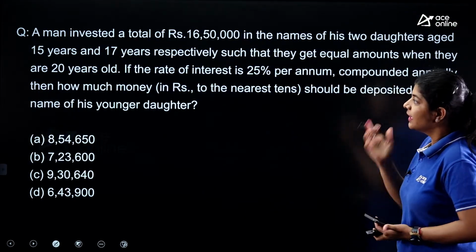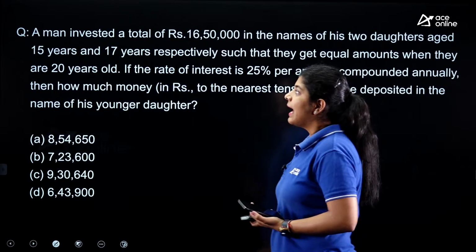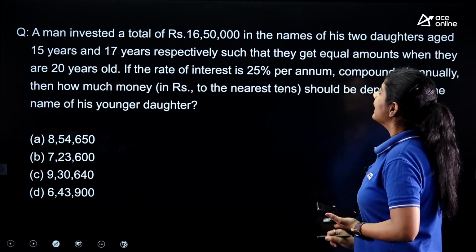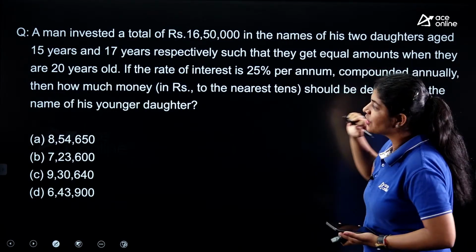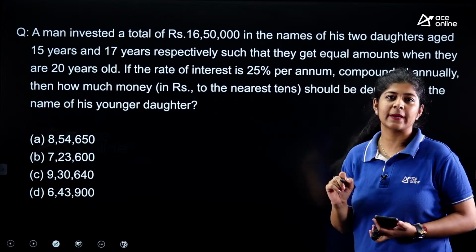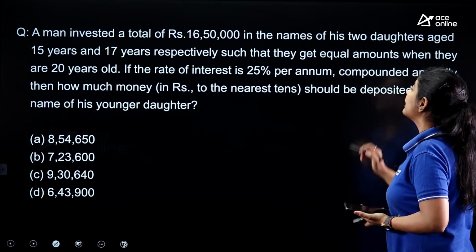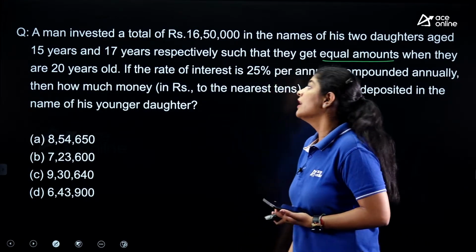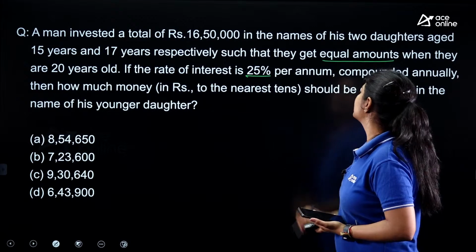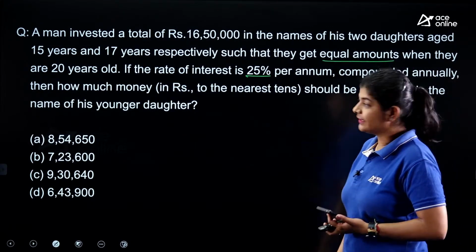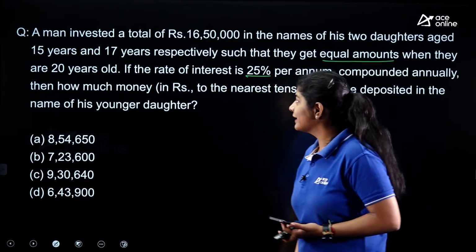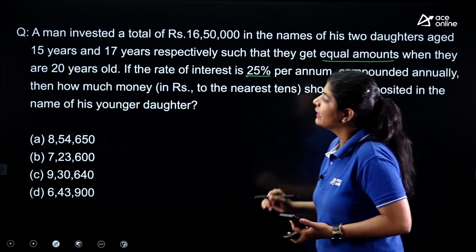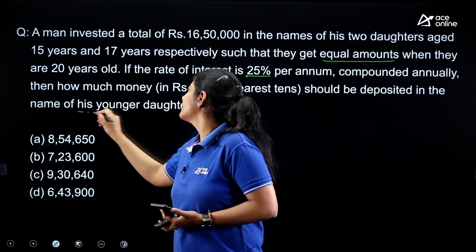Next. So the next question says that a man invested a total of rupees 16,50,000 in the names of his two daughters aged 15 years and 17 years respectively, such that they got equal amounts when they are 20 years old. If the rate of interest is 25% per annum compounded annually, then how much money in rupees, to the nearest tens, should be deposited in the name of his younger daughter?